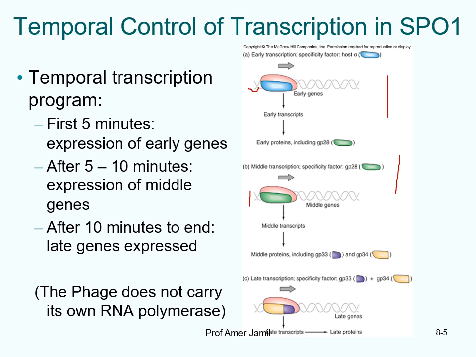And after 10 minutes to the end, late genes are expressed. Two proteins are synthesized when the middle genes are transcribed, called GP33 and GP34 according to their molecular mass. These two factors join together, acting like a sigma factor, and thus this phage does not carry its own RNA polymerase, but uses host RNA polymerase just by switching the sigma. So rather than the host sigma, it has made its own factors which act like sigma.